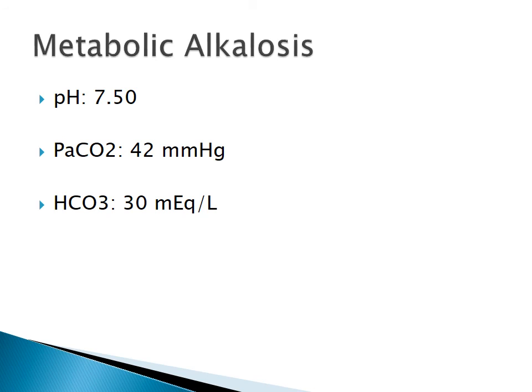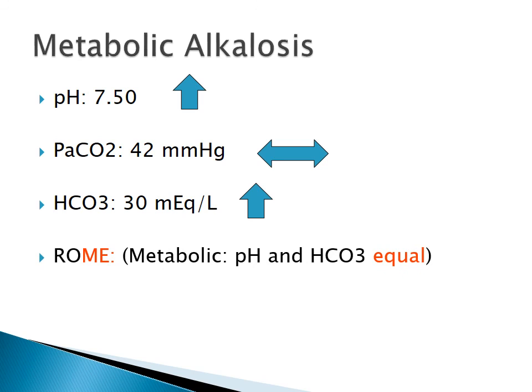Looking at our last one here, metabolic alkalosis, we're going to have that pH up, right? Hit the button there. We are above 7.45. Our PCO2 is going to stay neutral, within normal ranges, which is between 35 and 45. And lastly, bicarb is 30, and that is elevated. So you'll see that the pH and the bicarb are going up together, and so we know it's of metabolic origin. And there we have it, ROME: metabolic, pH and bicarb are equal, or go up.